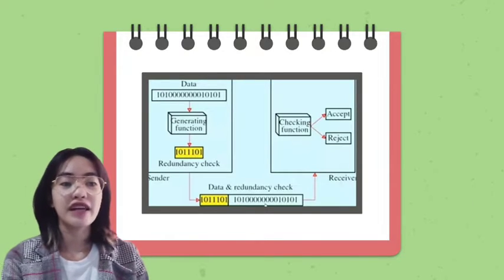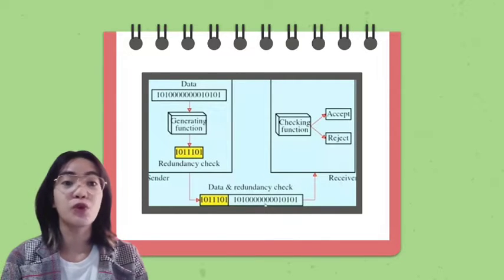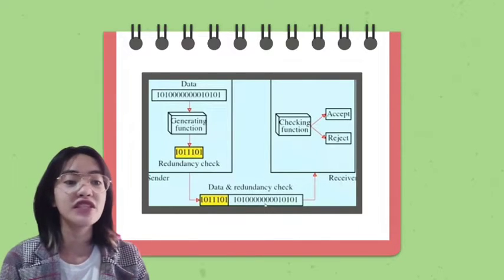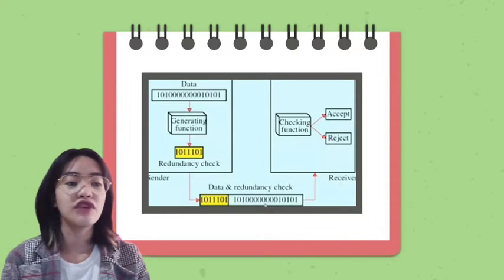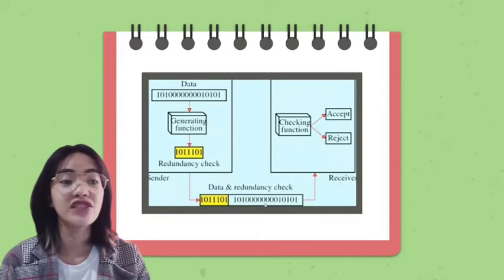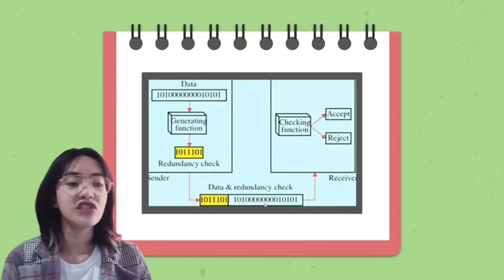We have here the data on the left side, 10100010101. That is our original message from the sender, and it will proceed to the generating function. Upon the transmission, there will be an addition of the parity check or the redundancy check, 101101. So we already have here the data and the redundancy check, and it will be transmitted to the receiver.